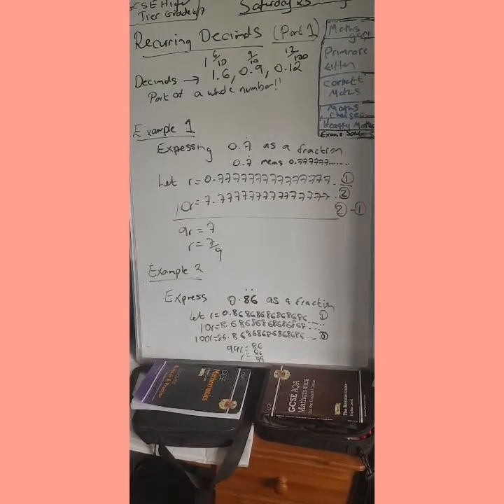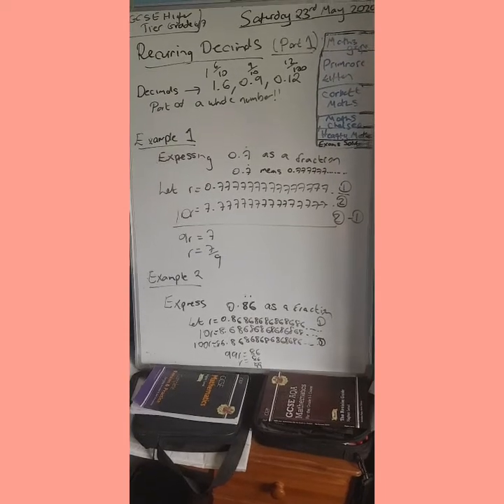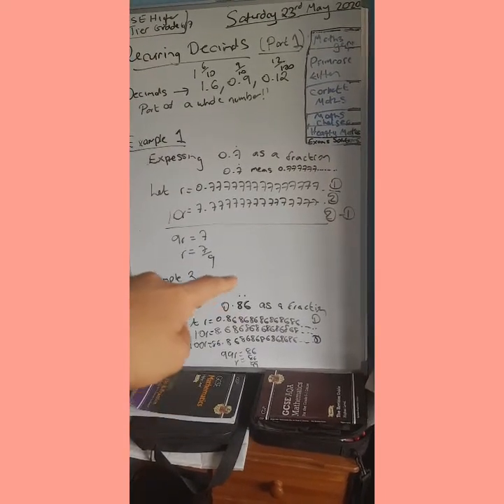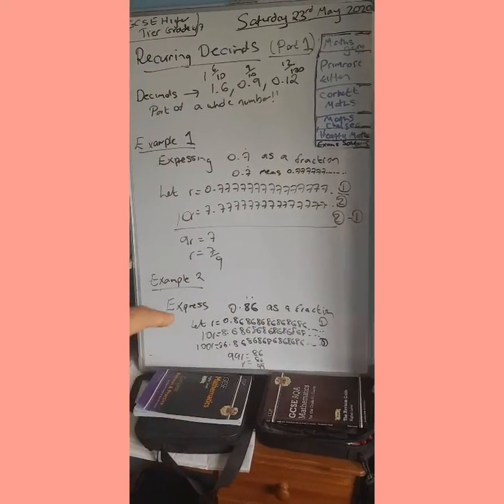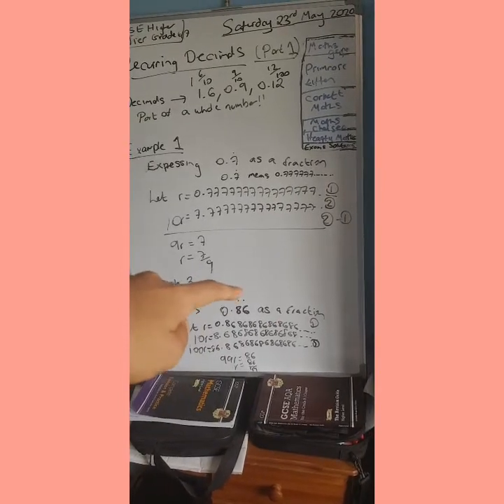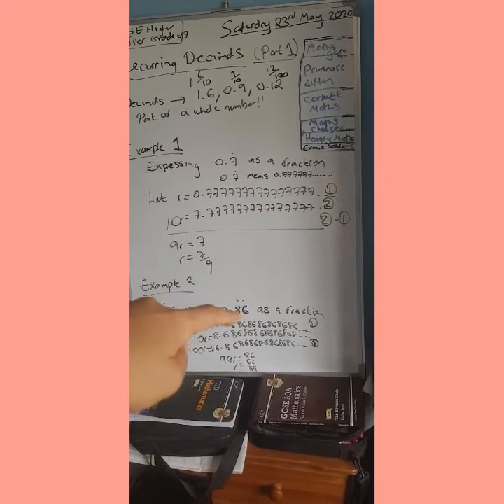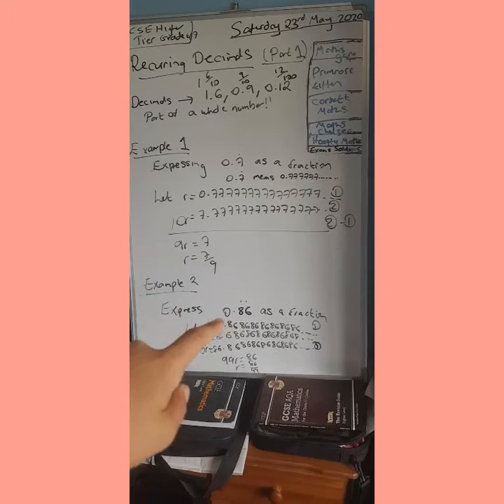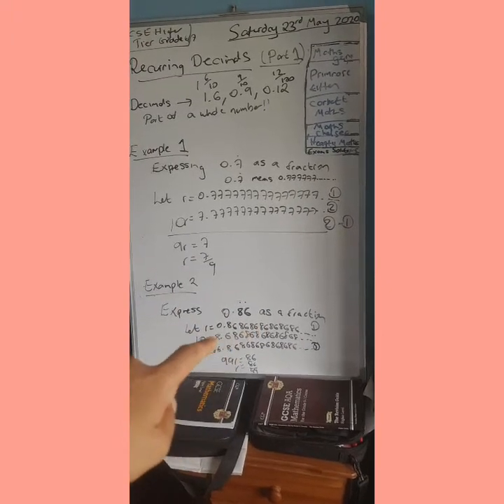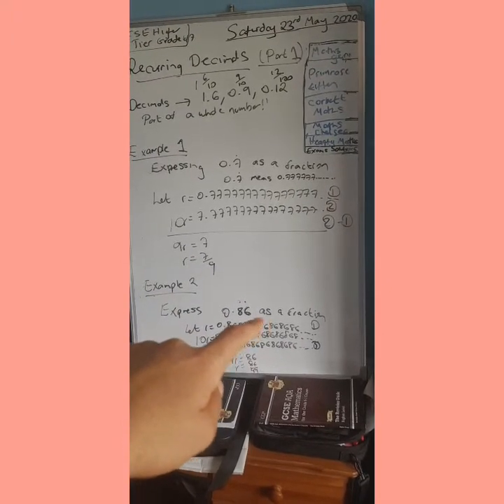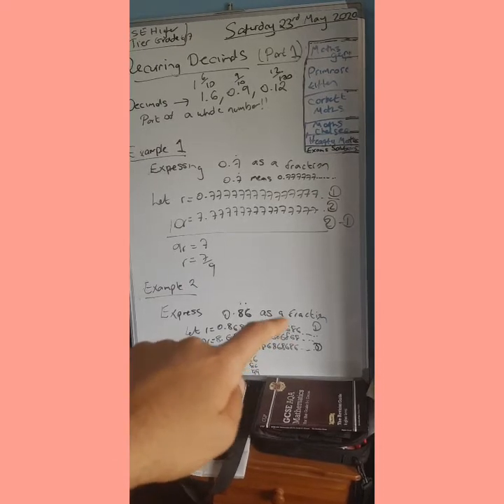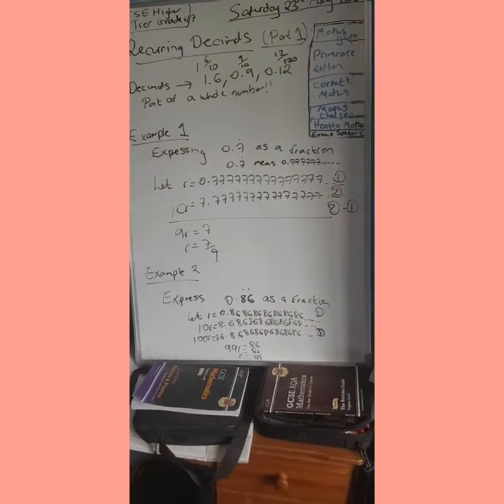Right, guys. Okay, so example 2. Express 0.8̇6̇ with the dots here as a fraction. The two dots here mean that it's the 8 and the 6 that are repeating. So it will be 0.868686868686868686, and so on and so forth.